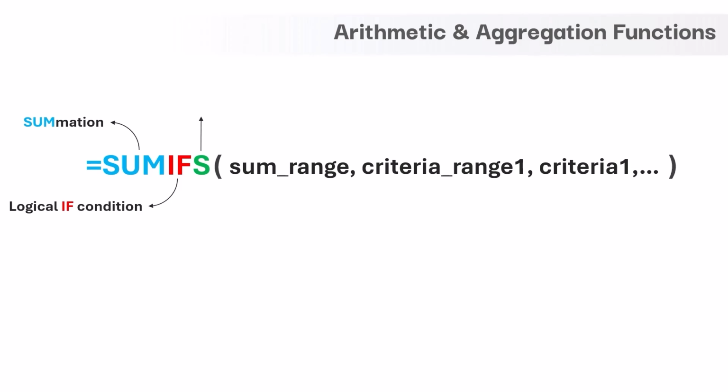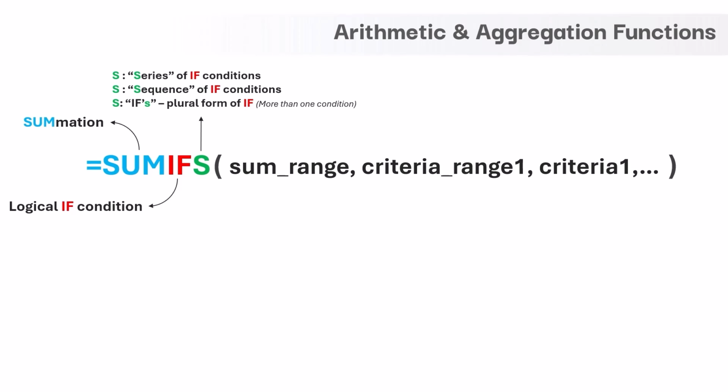The third part is the letter S. Many Excel experts define this letter S in different ways. Few call it as series because this function enables us to add series of if conditions. Few call it as sequence because we can add sequence of if conditions, and few call it as plural form of if condition because we can add more than one if condition in this function. For me, they all mean the same, only the approach is different.